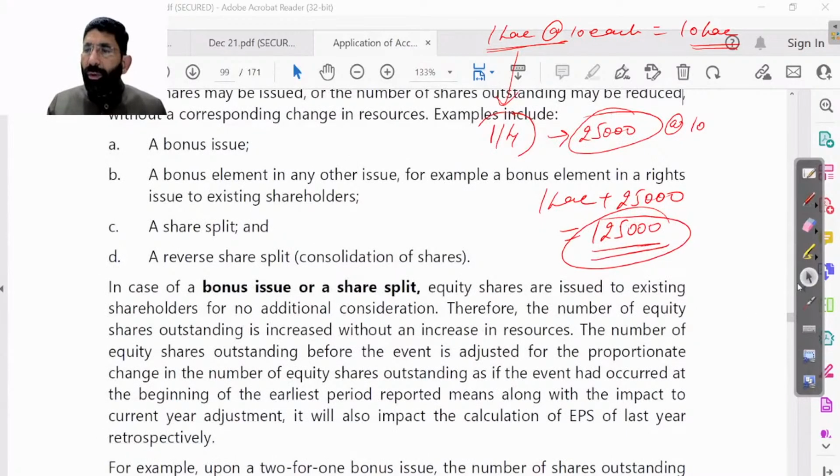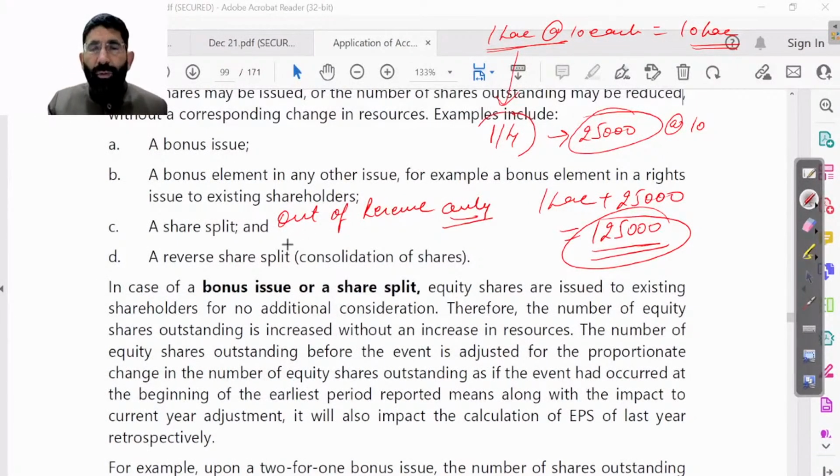Equity shares issued to existing shareholders for no additional consideration. The number of equity shares is increased without an increase in resources. Before the event, it is adjusted for the proportionate change in the number of equity shares outstanding as if the event had occurred at the beginning of the earliest period reported. So this is a concept that whenever it is to be calculated, we have to assume, because we all know that the bonus shares are issued out of reserves only.